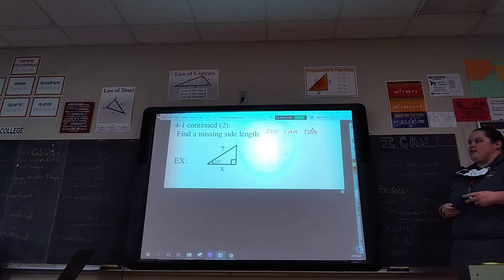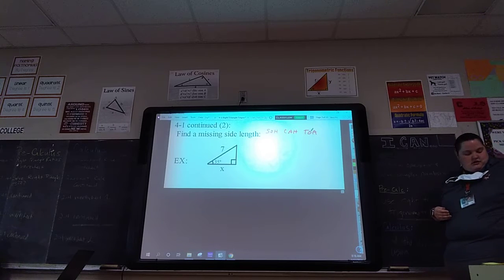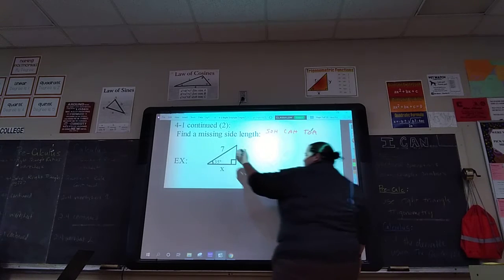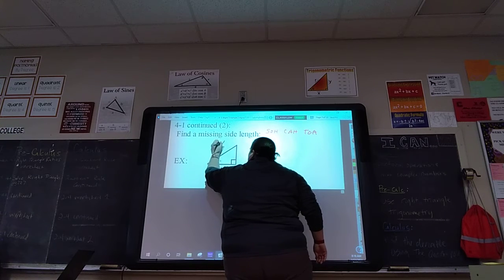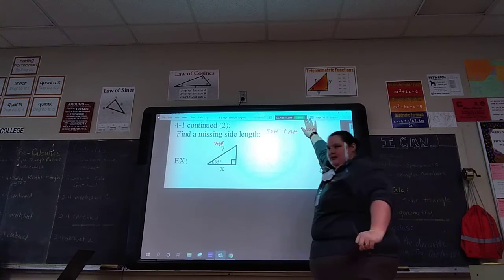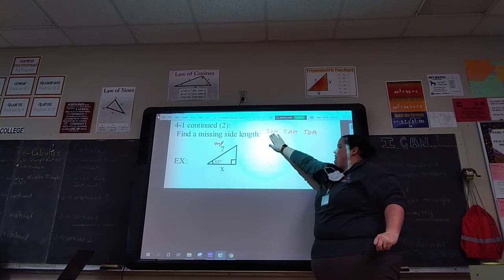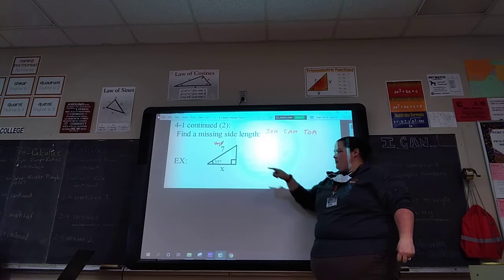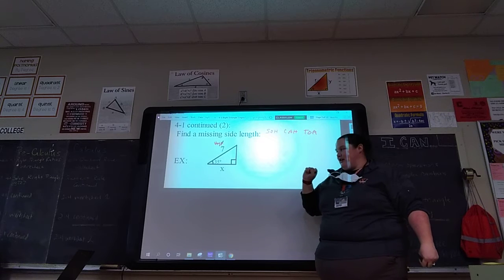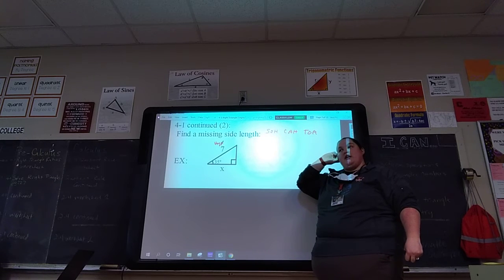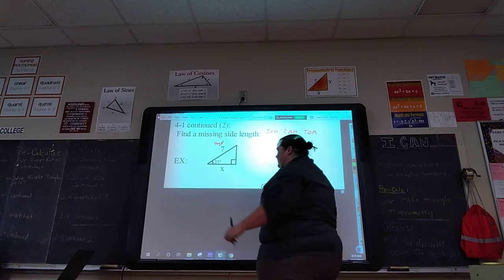Okay, so what side is 7? The hypotenuse, yep. That automatically reads out tangent. We can't use that yet. Okay, so it's going to be either sine or cosine. So then, where the x is labeled, what am I looking for? The adjacent or opposite side? Adjacent, because it's next to the angle.